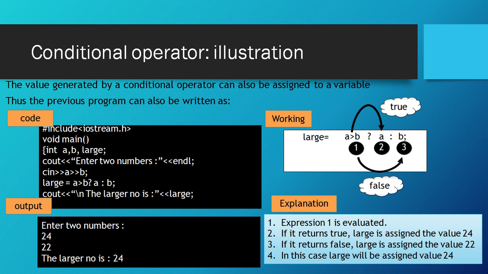Next, in this case, here again expression 1 is evaluated. If it returns true, large value, instead of writing the expression inside the cout, along with the ternary operator, we have assigned it to a variable, and that variable is displayed finally. The same previous program is illustrated in another manner. So in this case, when the true part is there, a is assigned to the large value. When false is evaluated, b is assigned to the large value. That is the false part, and that is displayed during the final execution.